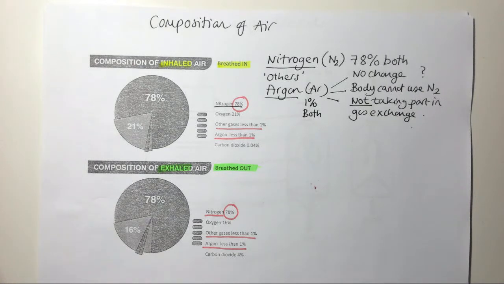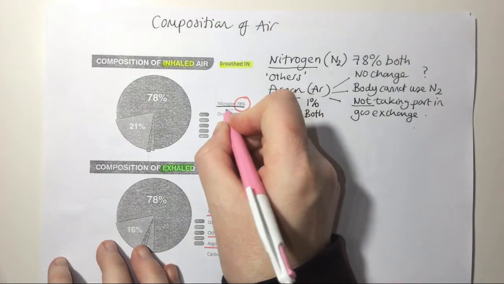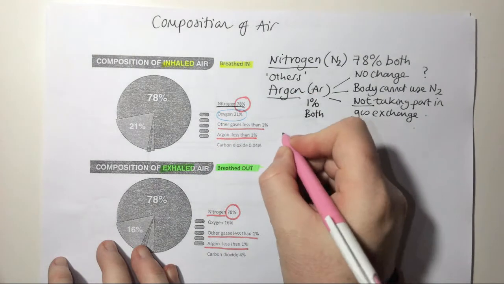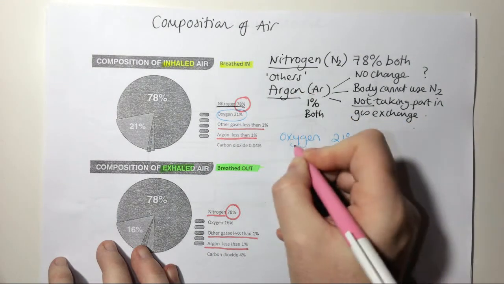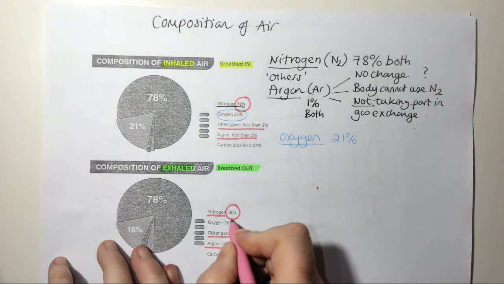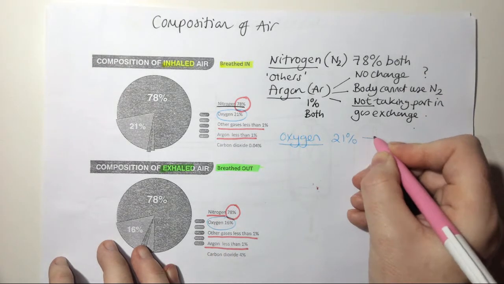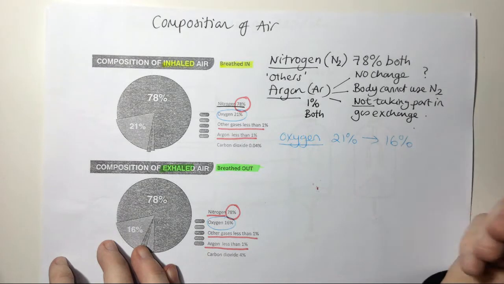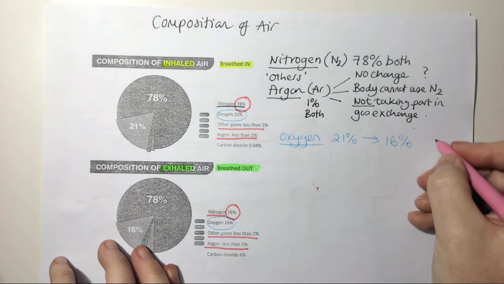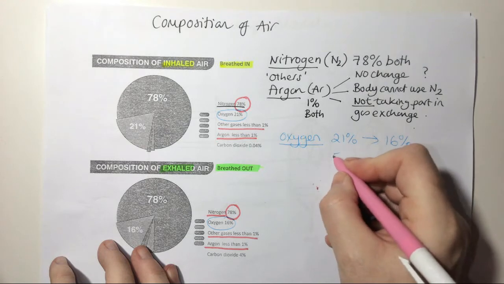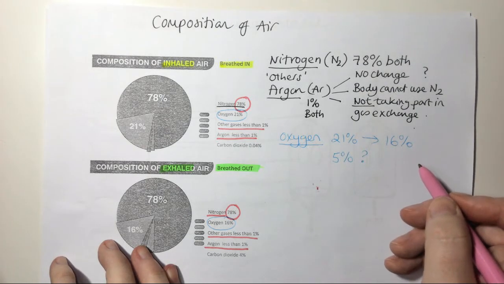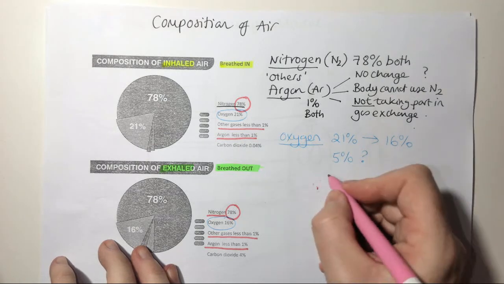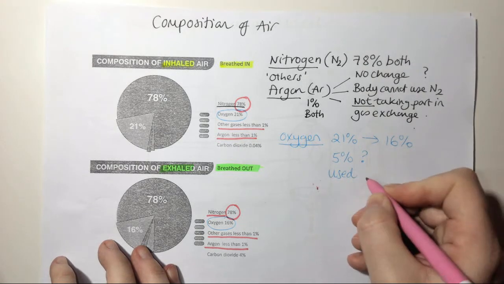Let's have a think about the other ones. So we have oxygen. The oxygen that we breathe in is 21% of the air. Then if we look at what we breathe out, it's 16% of the air. So there's a difference there of 5%. So where's that 5% going? Why is it lower by 5%? Well, it must be being used in some process.